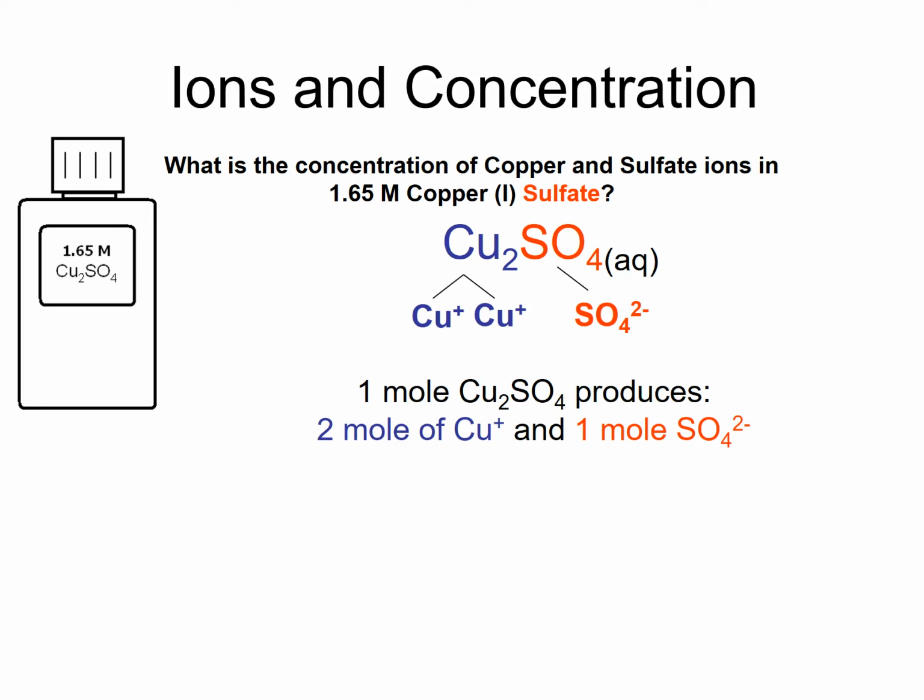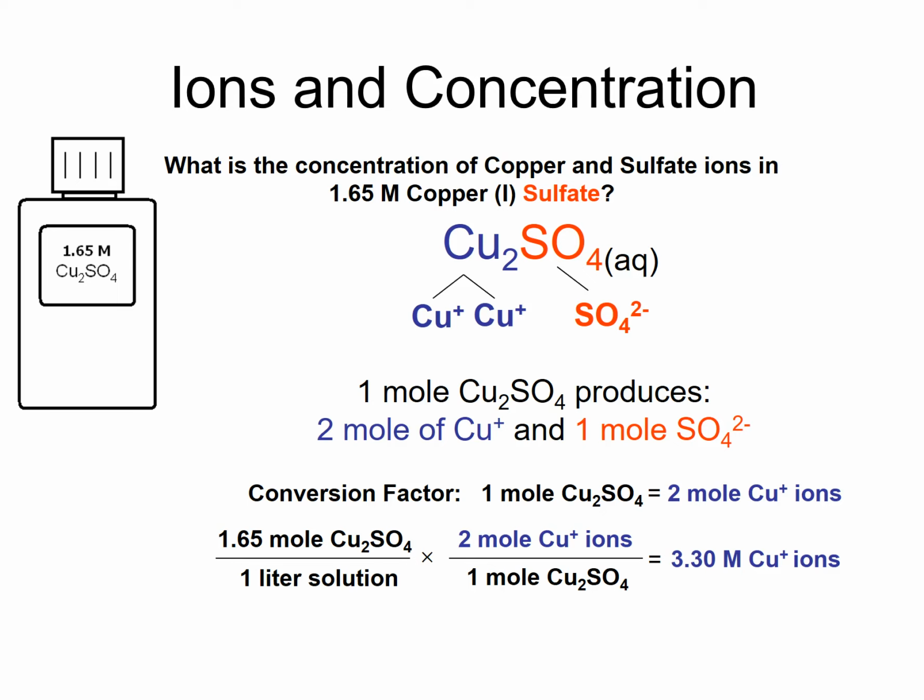So if we only had 1 mole of copper sulfate, and recall now that moles means counting numbers of things, then from 1 mole of intact copper sulfate formula units, we would have 2 moles of copper ions and 1 mole of sulfate ions. From this, we can actually get a conversion factor. We know that for every 1 mole of copper sulfate, we will always get 2 moles of copper ions, and this we can put together in a dimensional analysis.